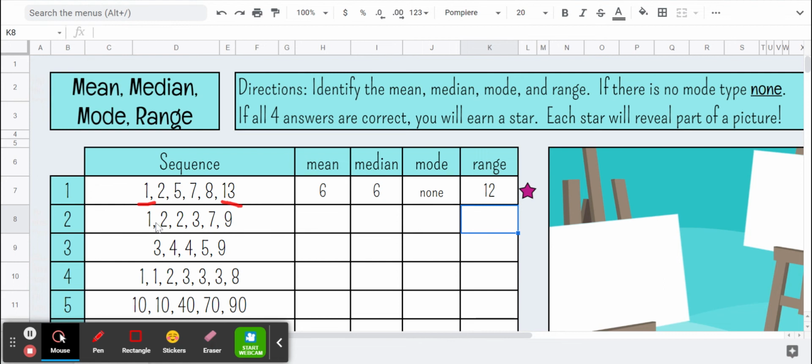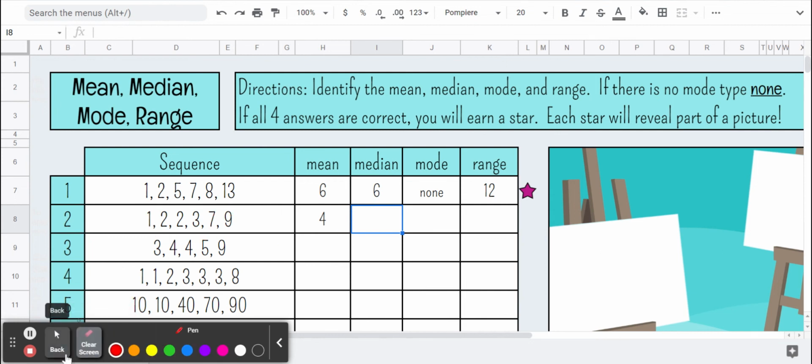All right, let's take a peek at number 2. So number 2, the mean, we'd have to add them first. 1 plus 9 is 10. 3 plus 7 is another 10. And then plus 2 and plus 2. So 10, 20, 24. So when we add them, we get 24. And then we're going to divide by 1, 2, 3, 4, 5, 6, because there's 6 numbers. So 24 divided by 6, and that would be 4.